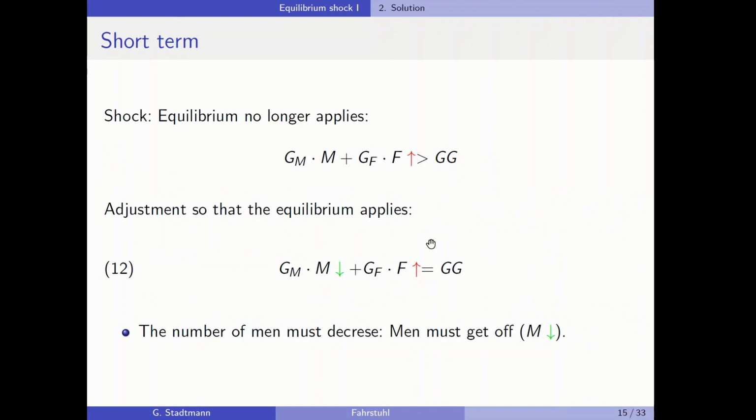Let's have a look at what happens after the shock occurred. After this shock occurred and the females tried to enter the elevator, the total weight is larger than the capacity constraint, and therefore in the short run the number of men has to be reduced. The number of men must decrease, and hence some men have to leave the elevator.